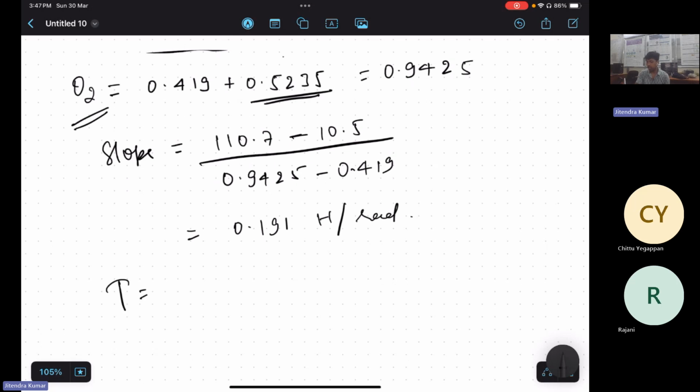Now torque, half I squared: 5 squared into 0.191. So 2.39, sir. Answer. 2.39. Yeah, 2.39. And the range is 3.2 to 4.